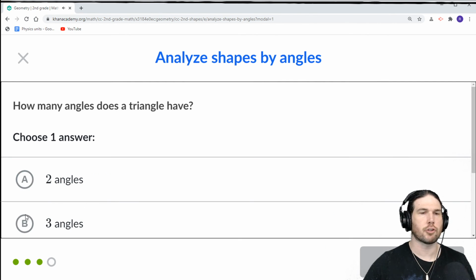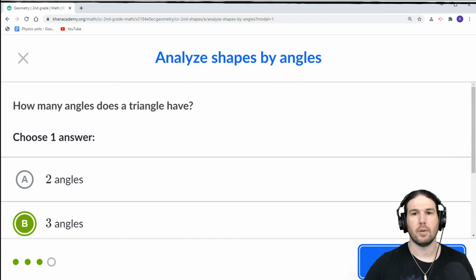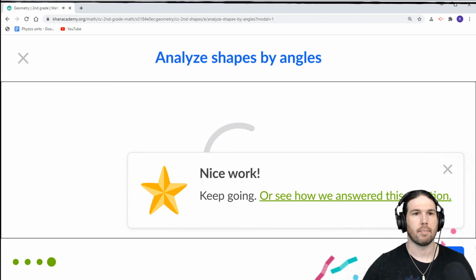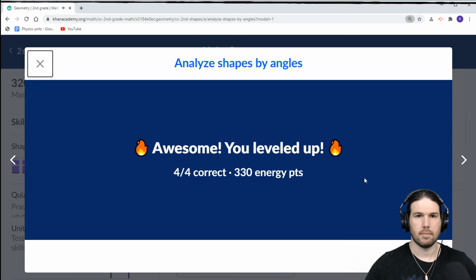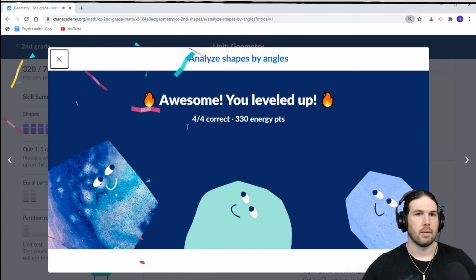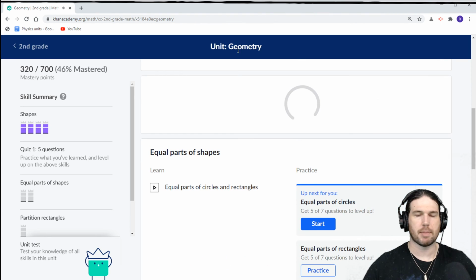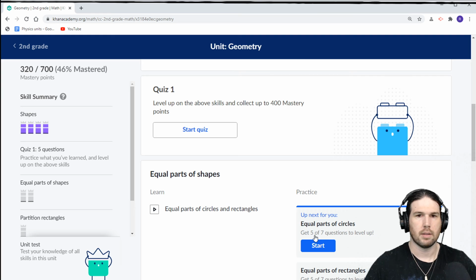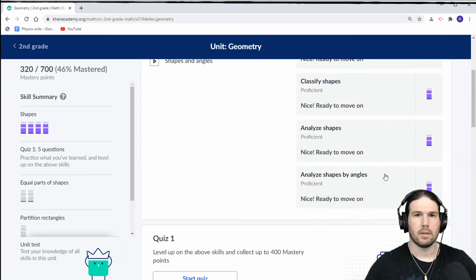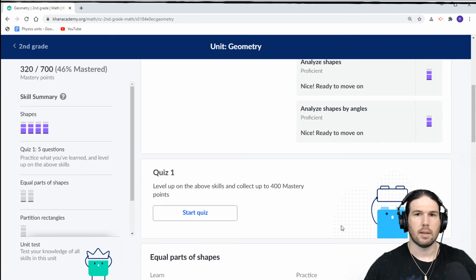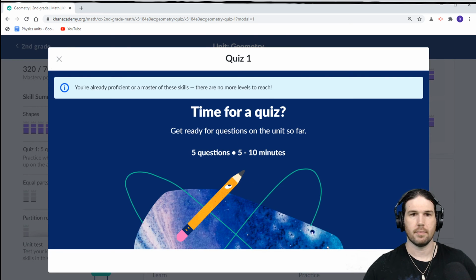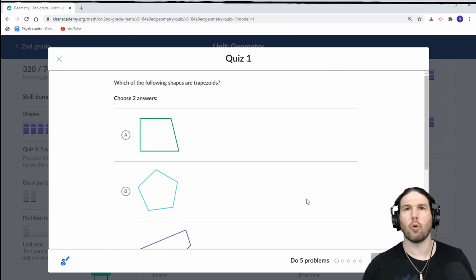How many angles does a triangle have? Well, that'd be 3. All right, we have analyzed shapes by angles. Let's move on to quiz 1 in geometry, which will just be some more identifications.